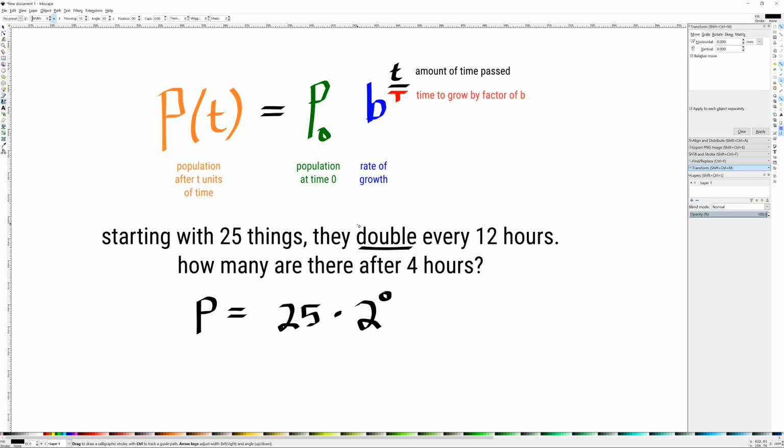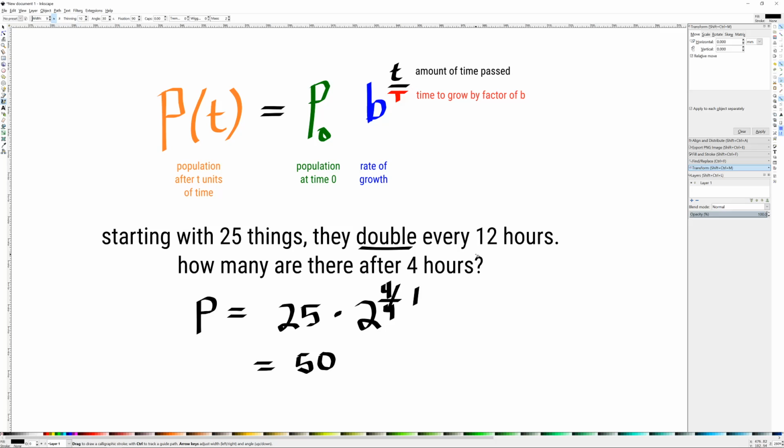So if it doubles every 4 hours, what happens when 4 hours have passed? You take the 4 hours that have passed divided by the amount of time it takes to double. So that's 4 over 4, which is 2 raised to the 1, meaning you're multiplying by 2 once. So that's just 25 times 2, so your answer would be 50.